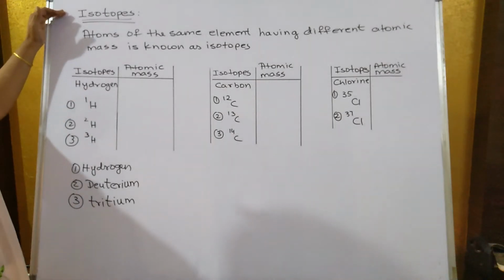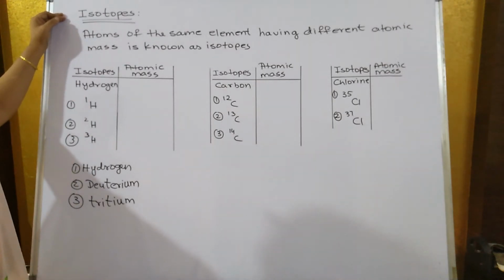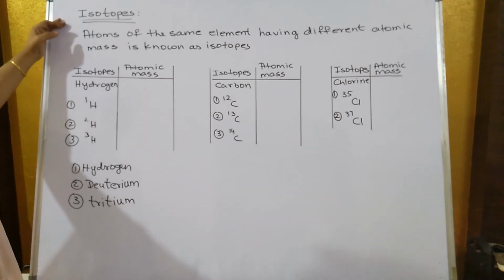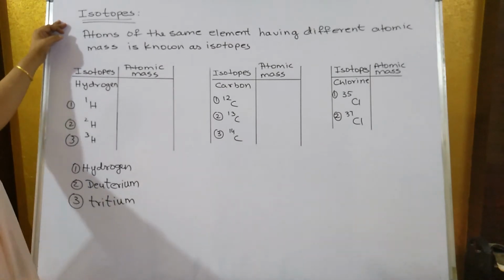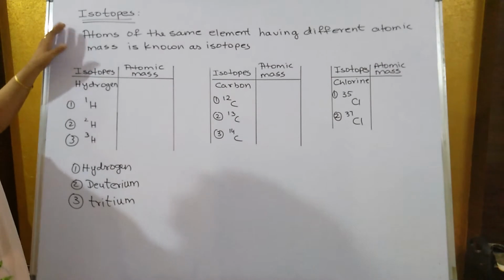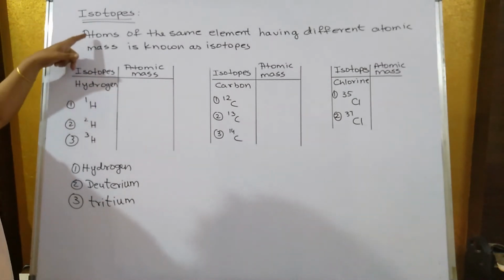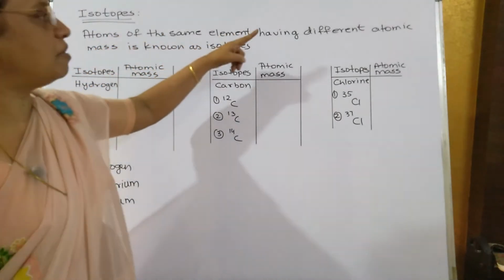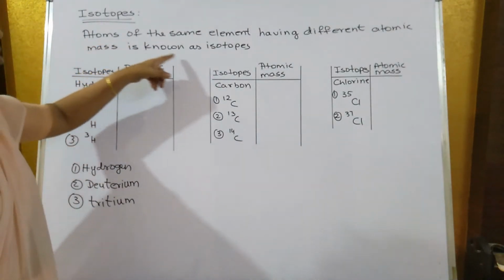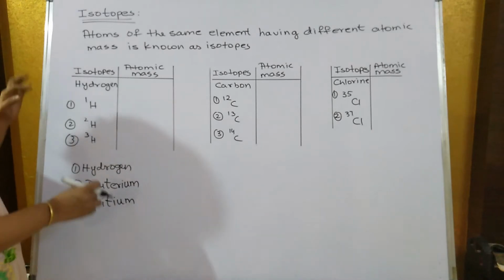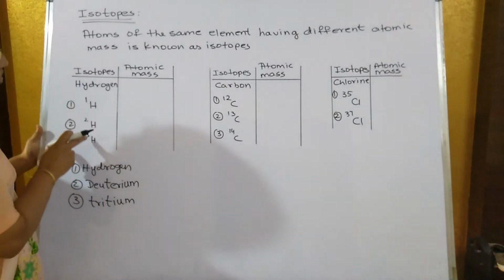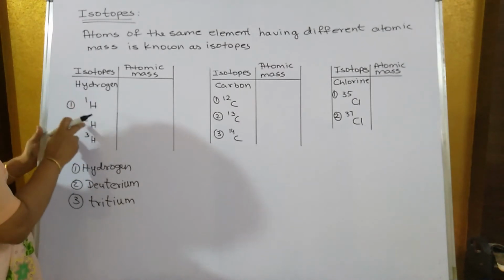Now, just now in the previous session I had explained about the isotopes. Isotopes have the same atomic number and same chemical properties but different atomic mass. This you have studied in your 8th standard. What are isotopes? Just recollect what you have studied. Atoms of the same element having different atomic mass number are known as isotopes. For example, hydrogen: there are 3 isotopes of hydrogen, that is 1H, 2H and 3H.